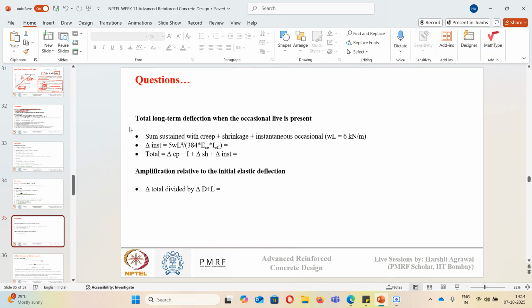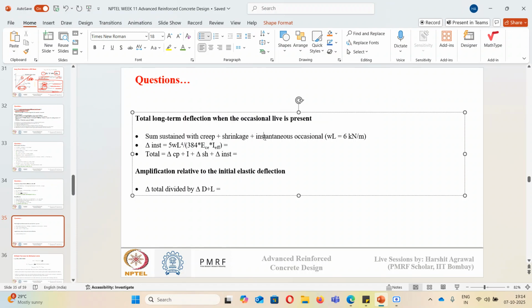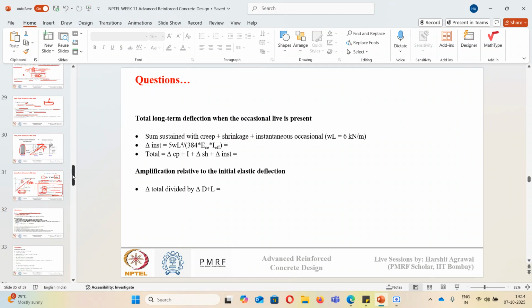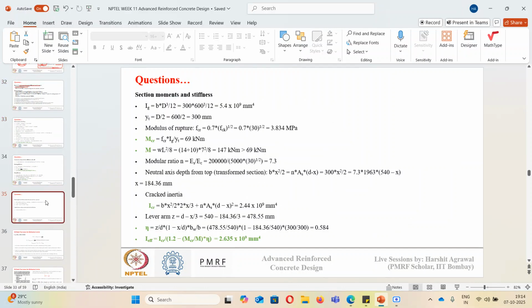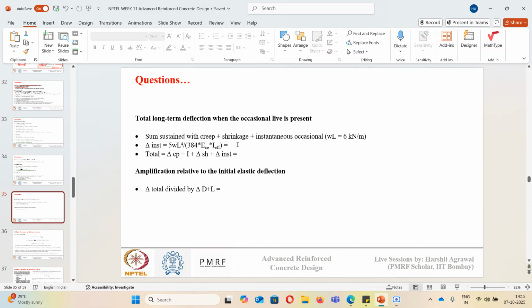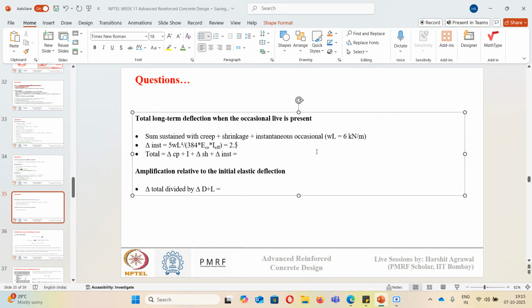The next part of the question was calculating the total deflection when the occasional live load is also present. The total deflection will be deflection due to creep plus deflection due to shrinkage plus deflection due to instantaneous loading. The instantaneous load, we saw, is 6 kilonewton per meter. In the question, 40% of the live load is sustained, so 60% is instantaneous and 40% goes for a longer period. The deflection due to that 60% instantaneous load will also come into the long term deflection. Assuming a 6 kilonewton per meter load, the deflection comes out to be 2.599 mm.